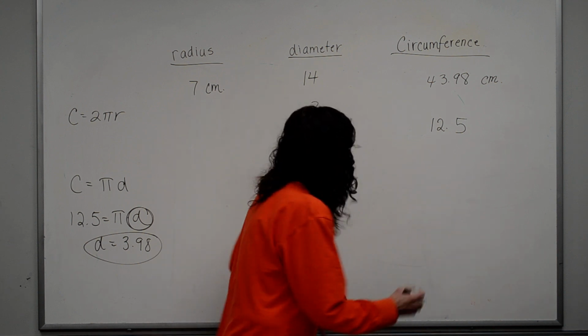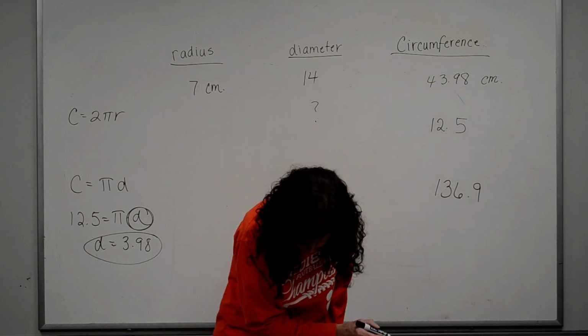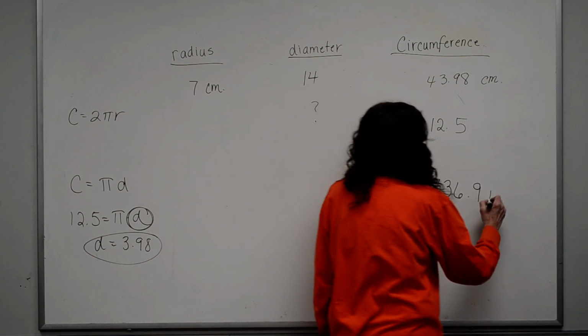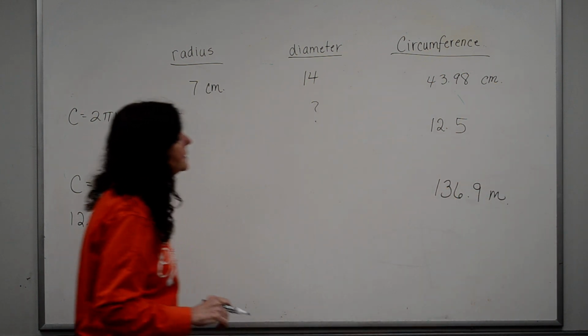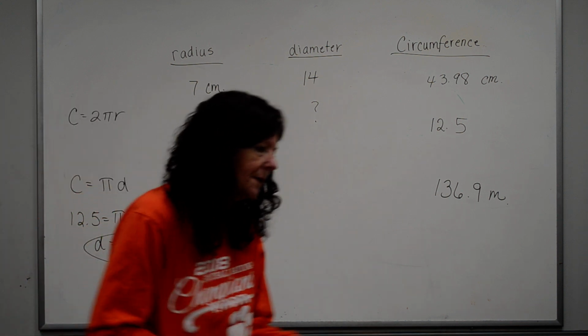What if they tell me that the circumference is 136.9 meters? And I want to know what the radius is and what the diameter is. How am I going to do that? The same way you did the last one? Same way I did the last one. And then cut the diameter in half?